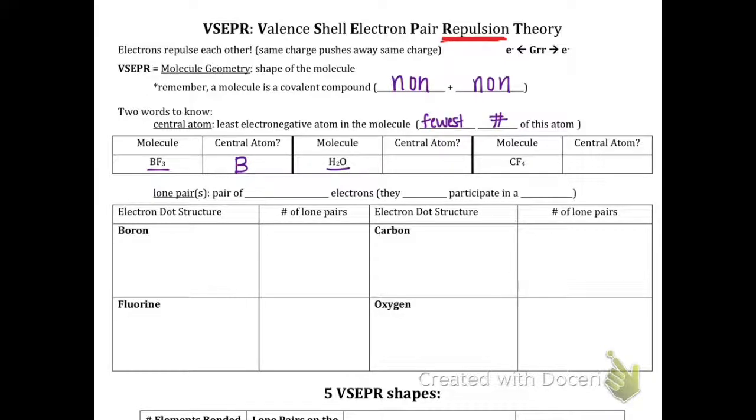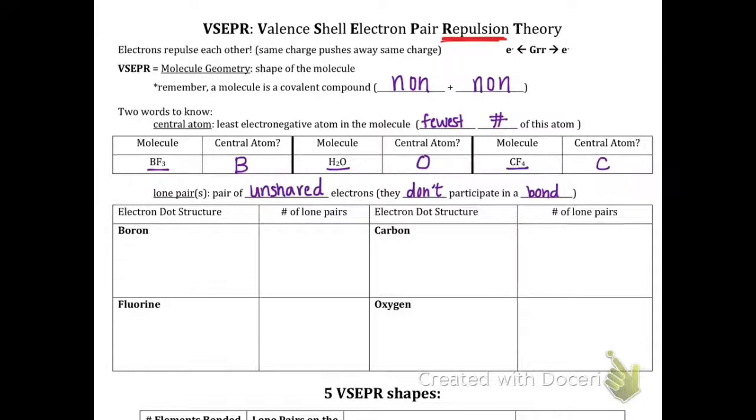You have 2 hydrogens and 1 oxygen. That means oxygen will be in the middle. You have 1 carbon and 4 fluorines. Then carbon is going to be in the middle. Okay? Lone pairs are unshared electrons. So they're basically all those dots that already have friends, right? They don't participate in a bond. So they already have friends, so they're not going to share, they're not going to hold hands.